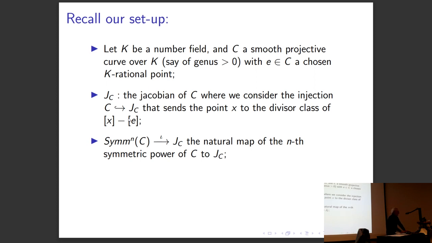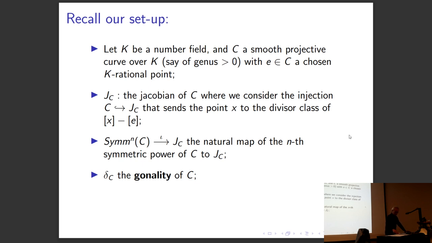We talked about the symmetric powers, the nth symmetric power of C. It's an n-dimensional variety. It's defined over whatever number field, whatever field C is defined over. And there's a natural map, which I call iota, from that nth symmetric power of C to J sub C. And then we talked about the gonality of C.